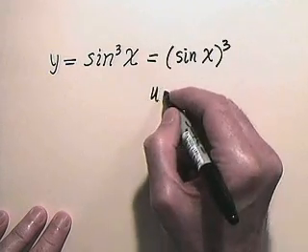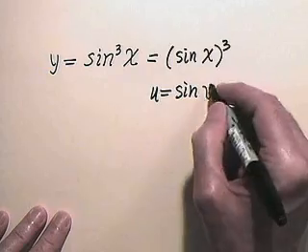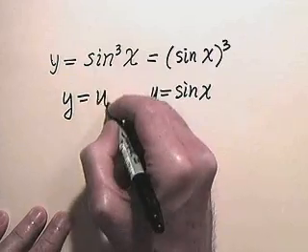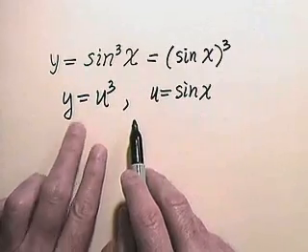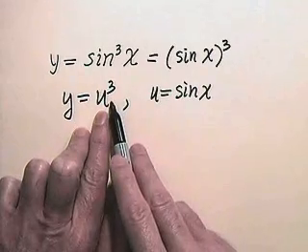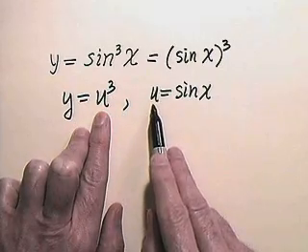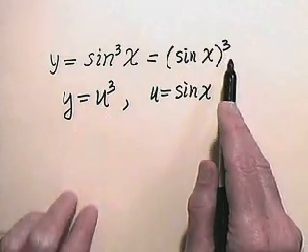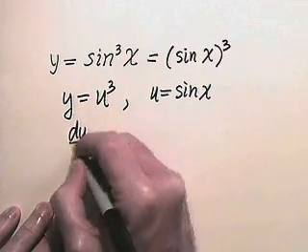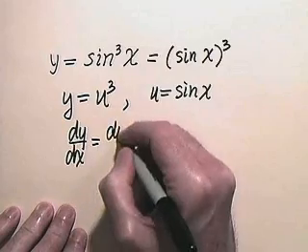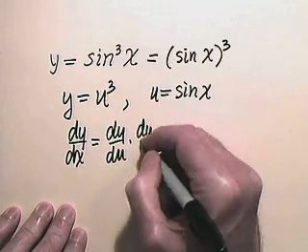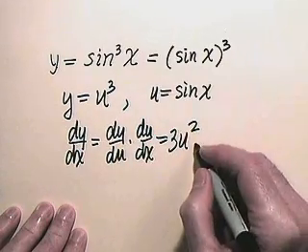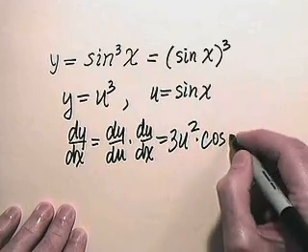What we would do is simply substitute u equals sine of x, and now what is y in terms of u? y is simply u cubed. So you see, if y is in effect the cubing function applied to u, then with u equals sine of x, putting those two together gives us y equals sine of x quantity cubed. So now to differentiate, dy/dx is dy/du multiplied by du/dx. dy/du is 3u squared. du/dx is cosine x.